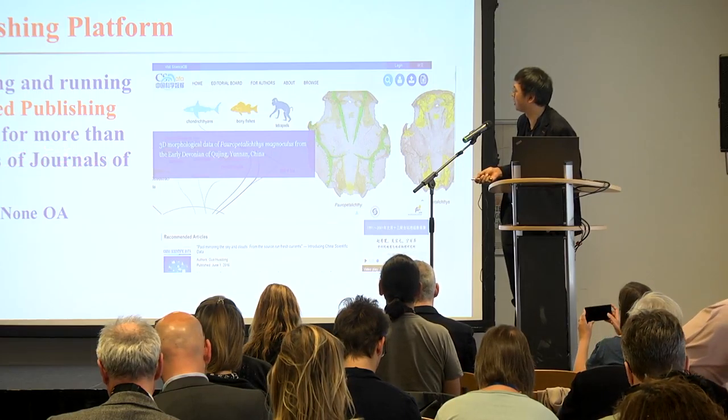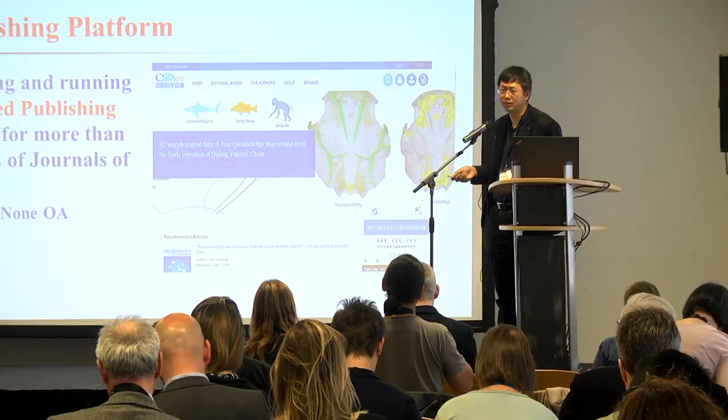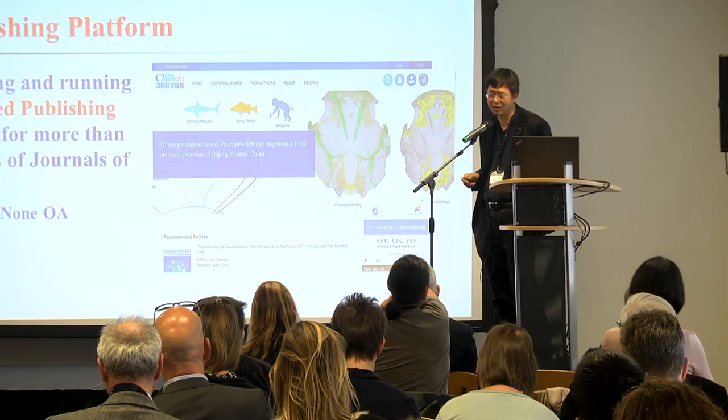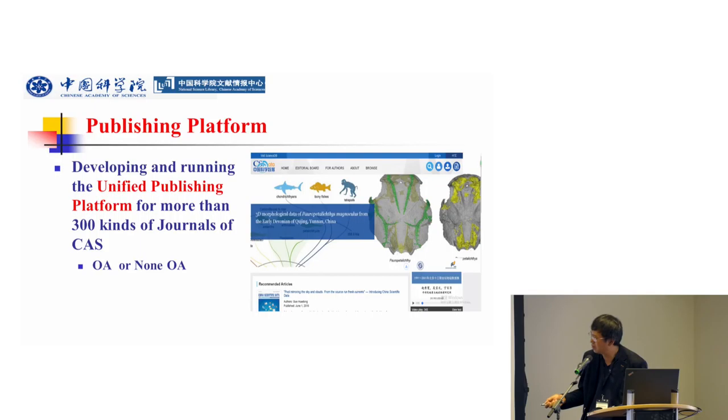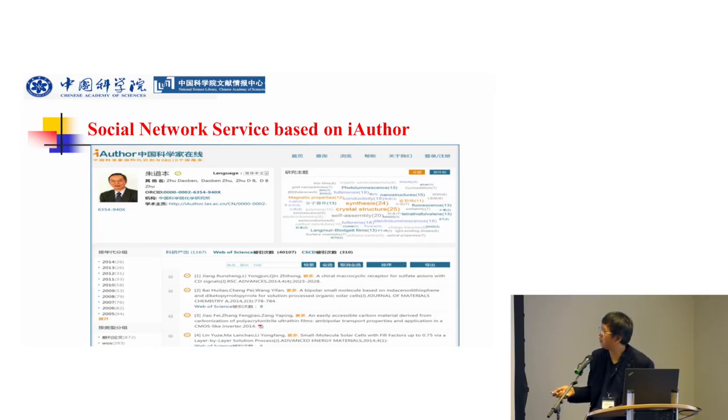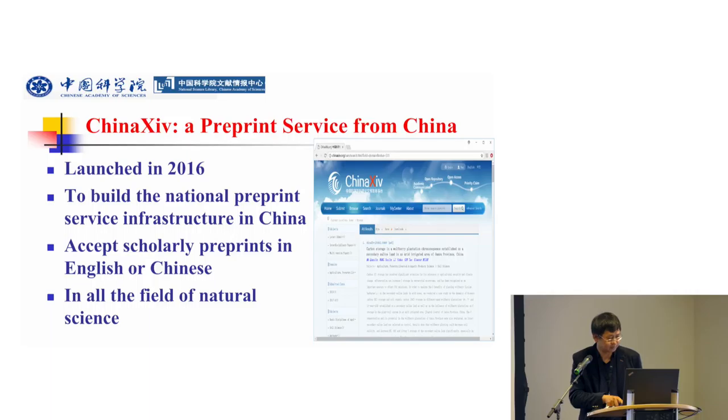And we build a publishing platform, developing and running a unified publishing platform for more than 100 journals of the Chinese Academy of Sciences. These journals are in fact free access, but not always OA. Some are OA, some are non-OA, but it's free access in China. And we also build the social network service based on IOSO.